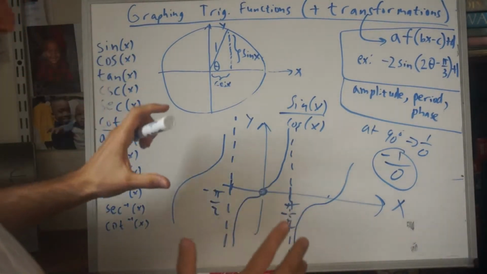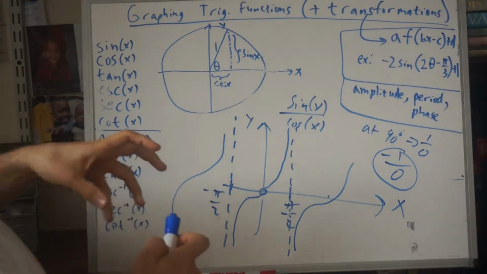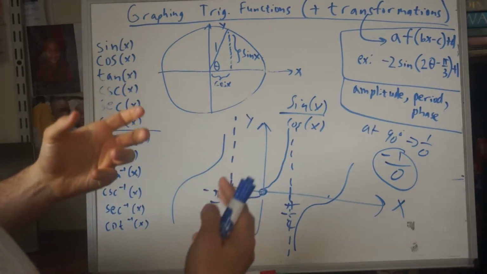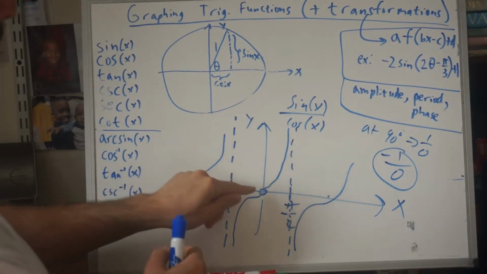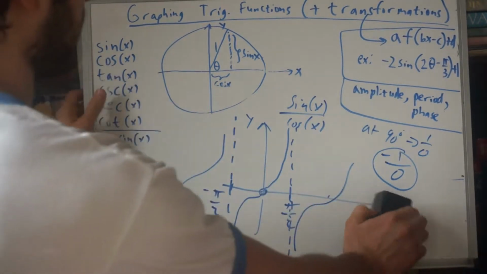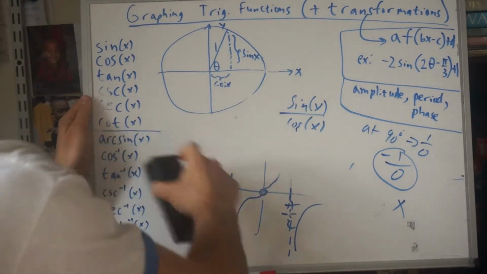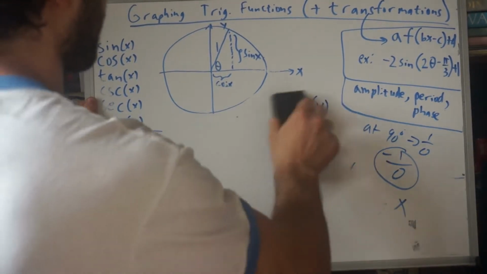What I want you guys to get out of this is we're not using or memorizing crazy facts. We are just thinking things through, looking at special points, and seeing what happens as we approach things. So let's go to the next function, which is cosecant.